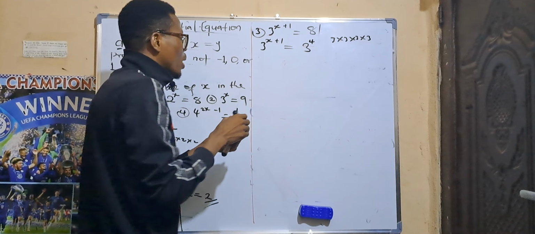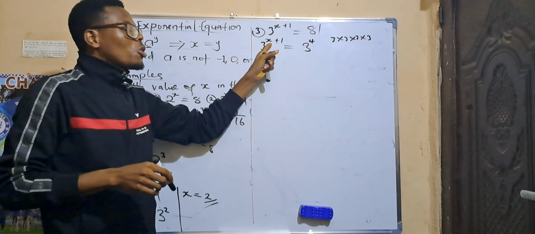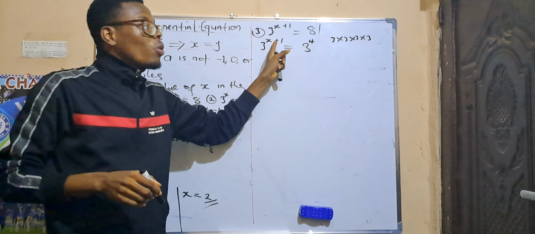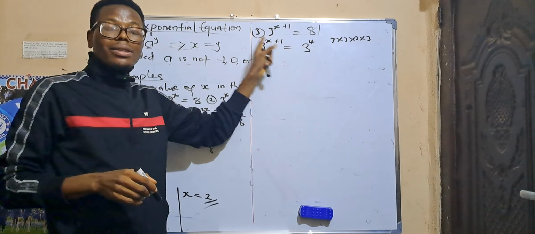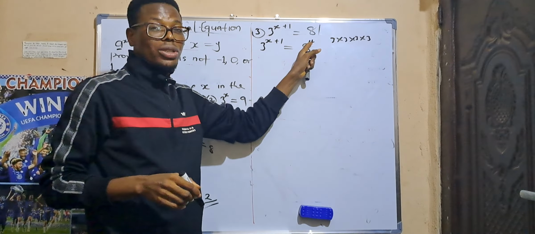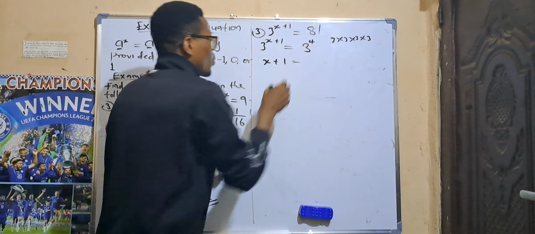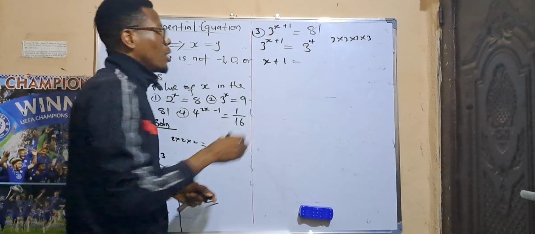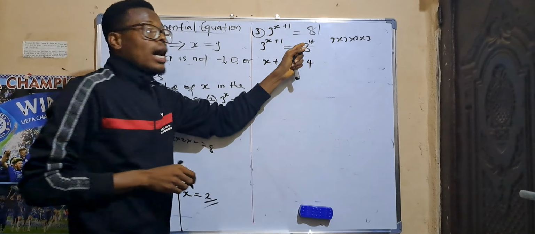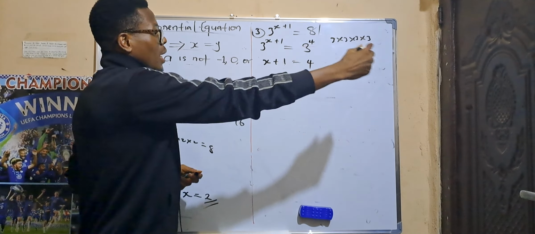So now what do we do? We have the same base here, right? Now we're going to equate the powers: the power at the left hand side will be equal to the power at the right hand side. So we have x plus 1, which is the power at the left hand side, equal to 4, which is the power at the right hand side.